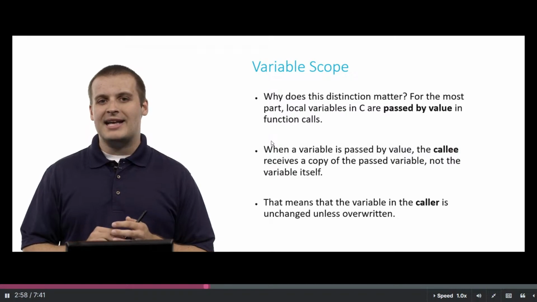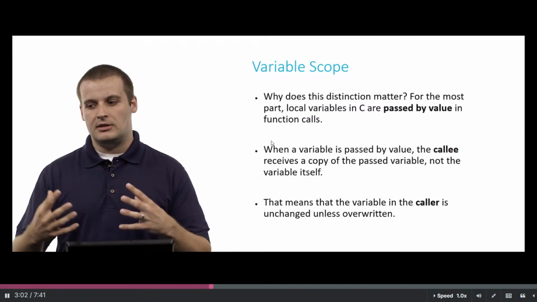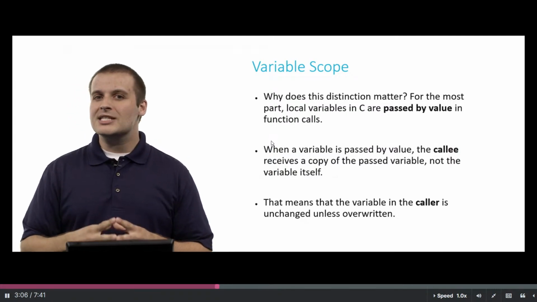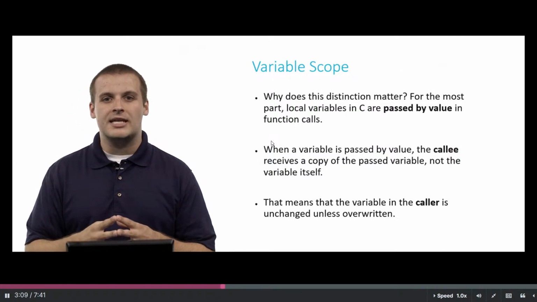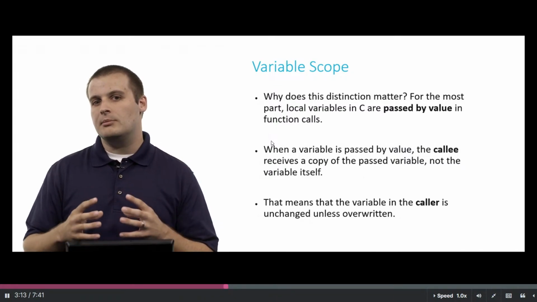Well, when a variable is passed by value, the callee, which is another way of saying the function that is receiving the variable that gets passed in as an input, it actually doesn't receive that variable itself. It receives its own copy of it to work with. This is a really important distinction.